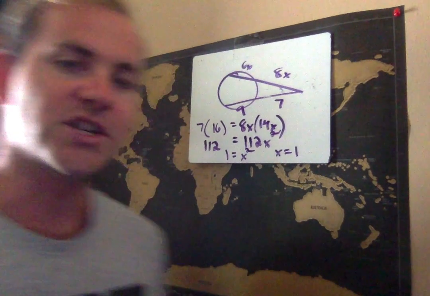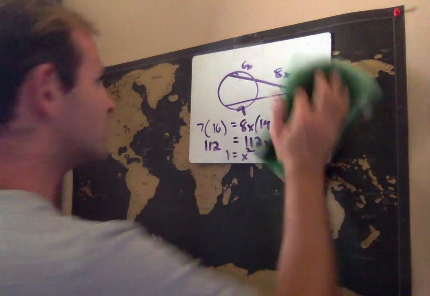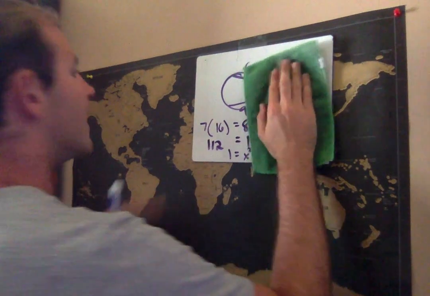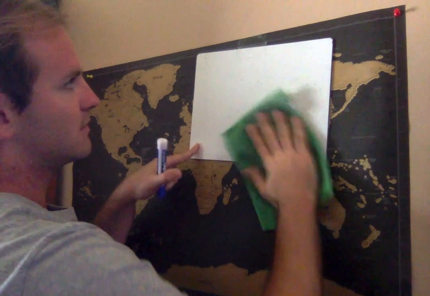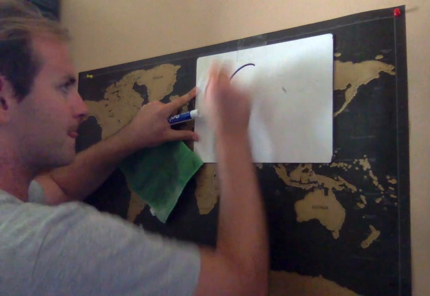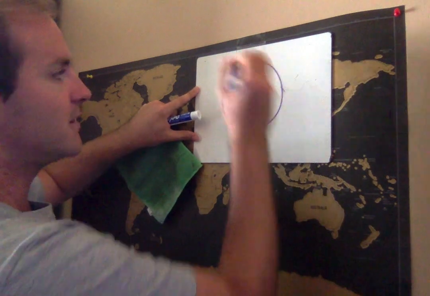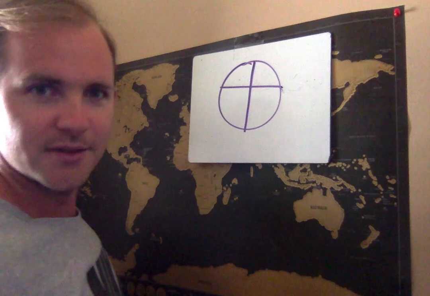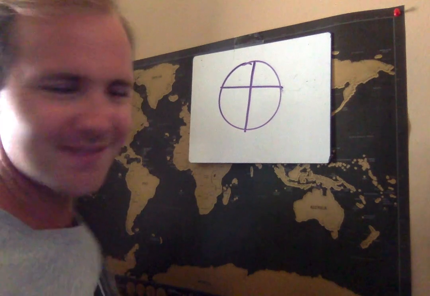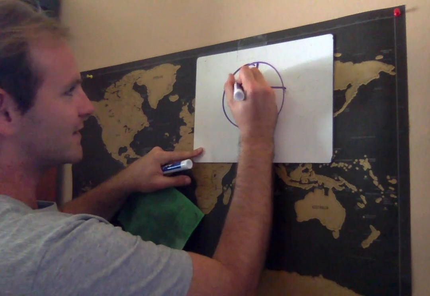All right, question number 9. Question number 9 is what I like to call a product of the pieces problem. Let me say that again. Question number 9 is what I like to call a product of the pieces problem. In other words, if I multiply the pieces of one chord, they're going to equal the product of the pieces of the other chord. So let's take a look.